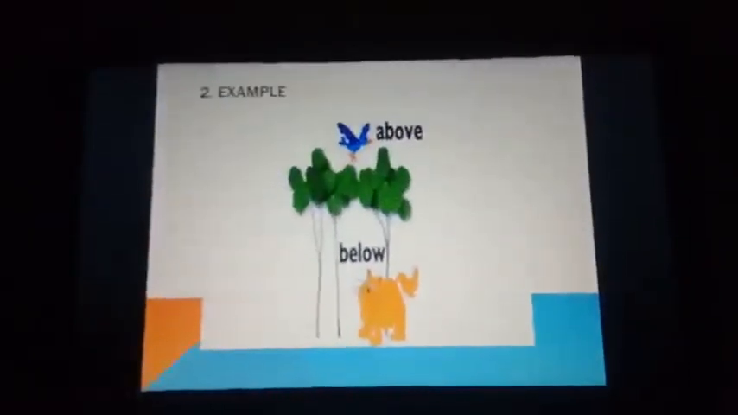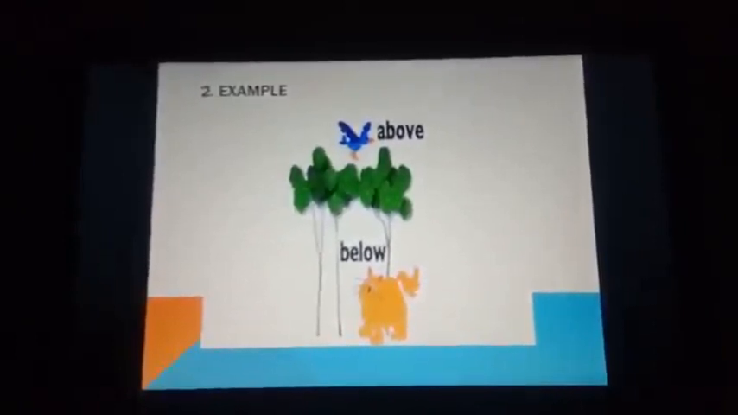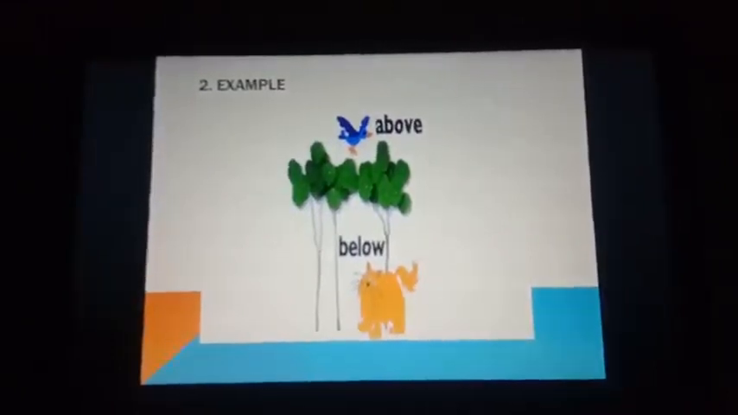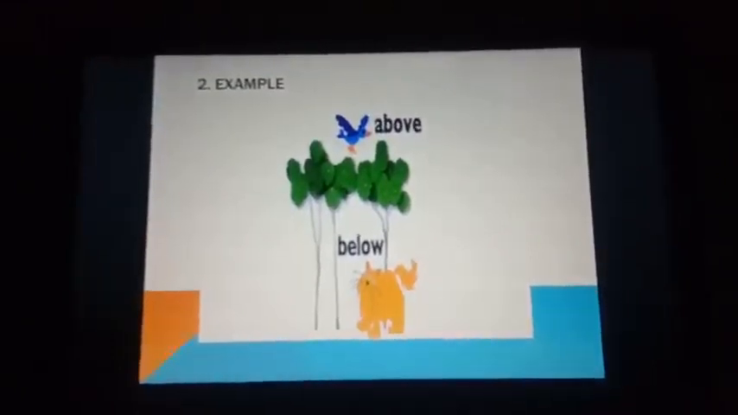Now there is a tree, and above the tree a bird is there and below the tree a cat is there. Moving to the third example.